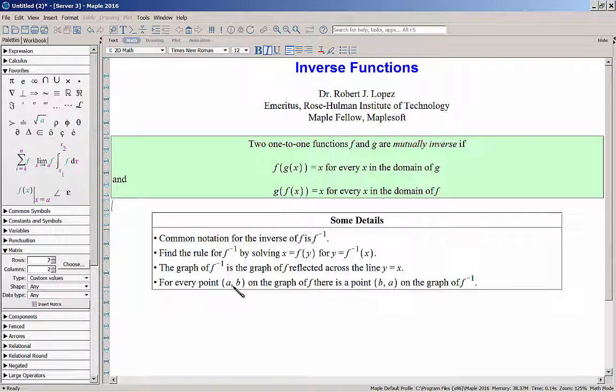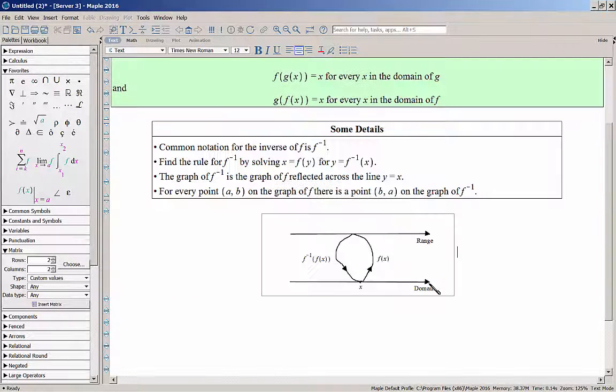Equivalently, if there is a point (a, b) on the graph of f, then the point (b, a) is on the graph of the inverse. In other words, the graph of the inverse contains those points for which the ordinate and abscissa of the graph of f have been reversed. (a, b) here, (b, a) here. Now here's a diagram that might also provide some insight into what's happening here.